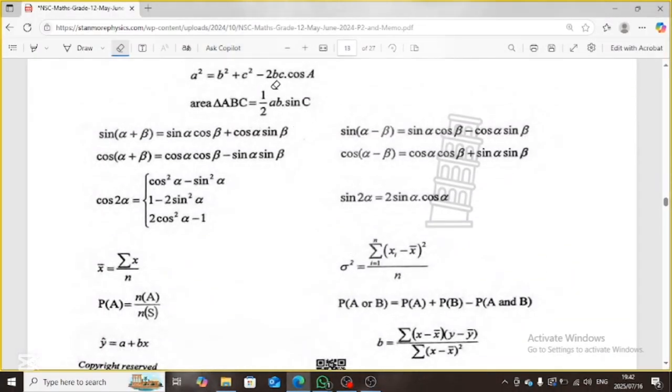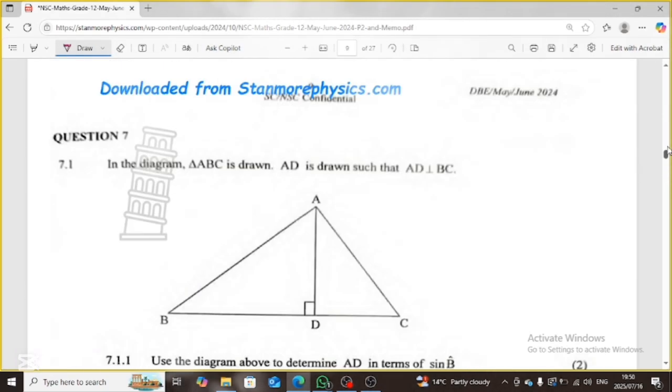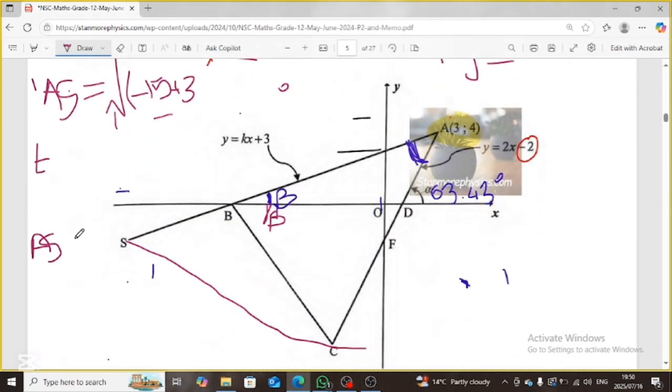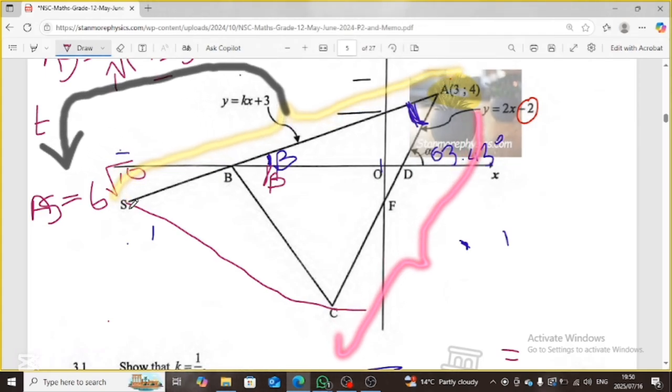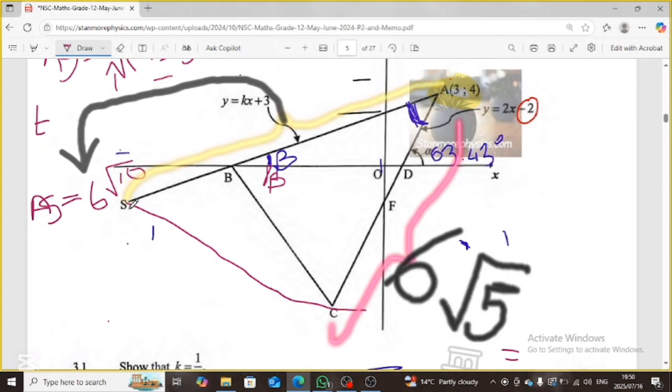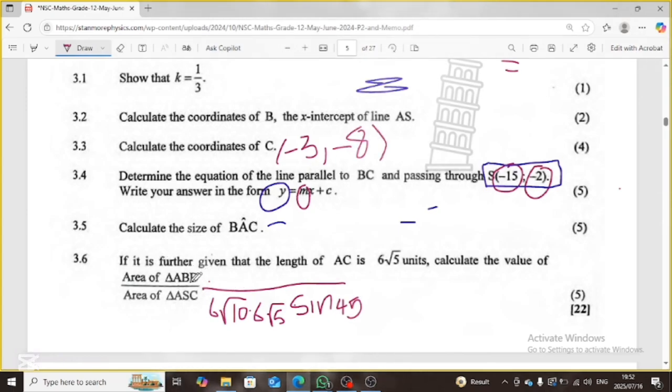We are going to be using the area rule that states that the area of triangle ABC is equal to 1/2 ab sin C, and the distance formula to determine the required length of the unknown sides. Using the distance formula for determining the length of AS, we then find the distance to be 6 root 10. And we already have the length of AC given as 6 root 5. Using the area rule, 6 root 10 will then multiply 6 root 5 times sine A, which is approximately 45 degrees.